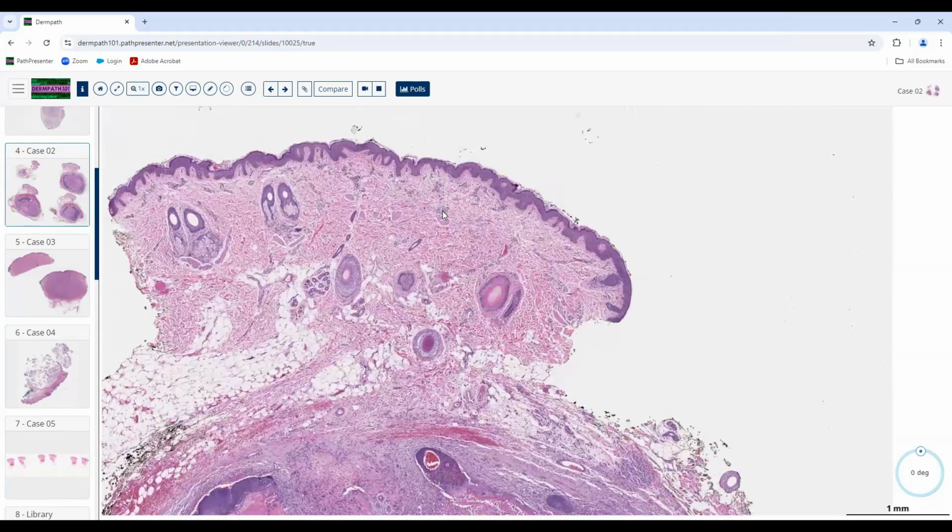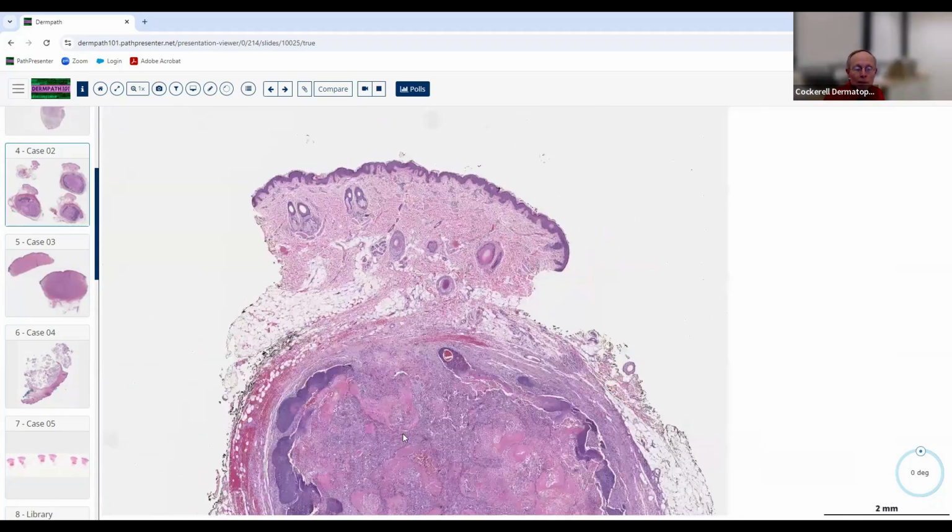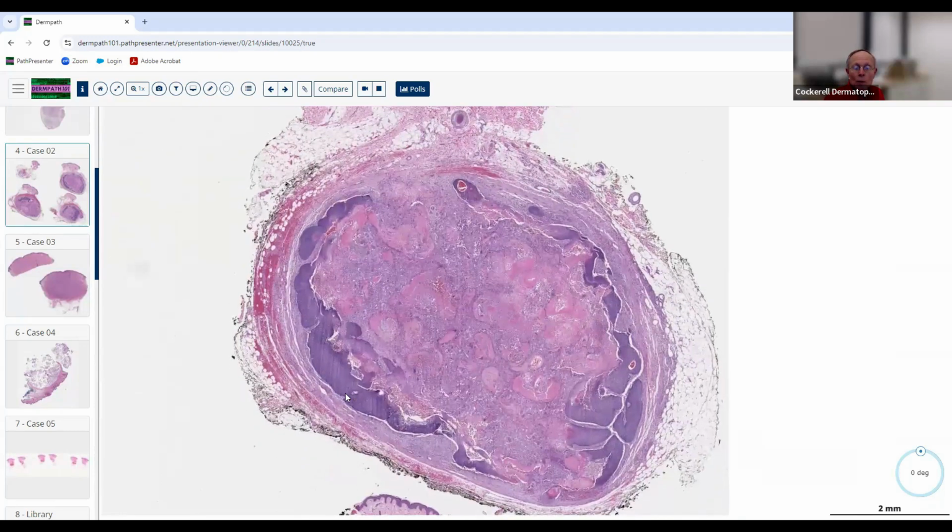Like basal and squamous, that kind of thing. Basaloid, yes, and squamous. Yeah, that's pretty much it. Exactly. So we're looking at this. What do we think we're dealing with here?